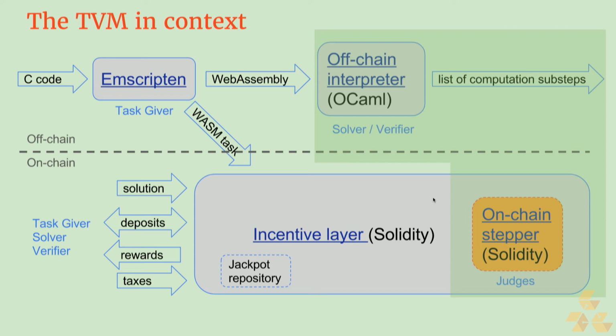The pipeline is thus. When I say TVM, I call it the TrueBit virtual machine. It's this part that's dark green on the side here. It's the off-chain interpreter piece that creates the list of computation steps, and the on-chain stepper, which is the piece of the work that the judges are doing.